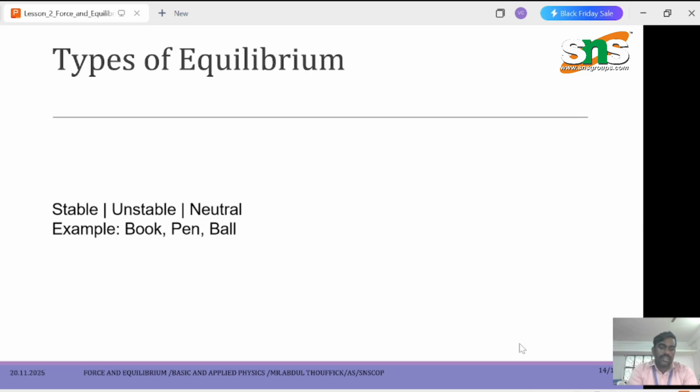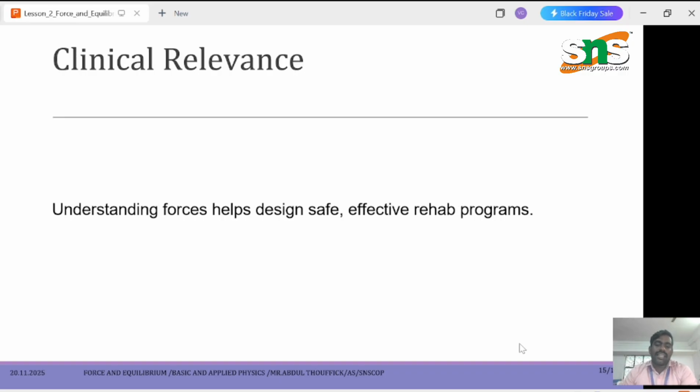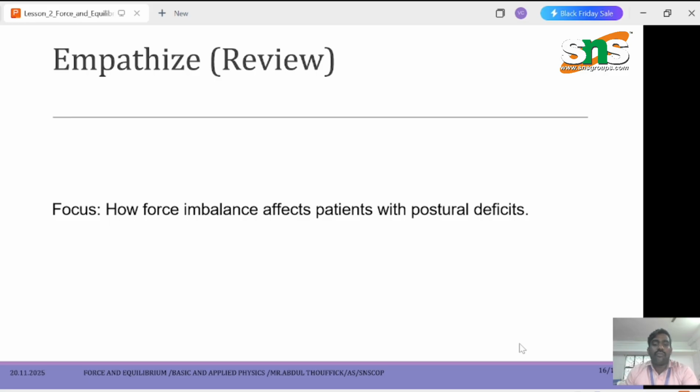So, clinical relevance. Understanding force allows us to design safe and effective rehabilitation programs, whether it is balance retraining, postural correction, or strengthening. Force management is essential for the patient's recovery. So, to review or summarize the topic, force imbalance affects posture and stability. We can improve equilibrium using balance training, muscle strengthening, and ergonomic alignment.